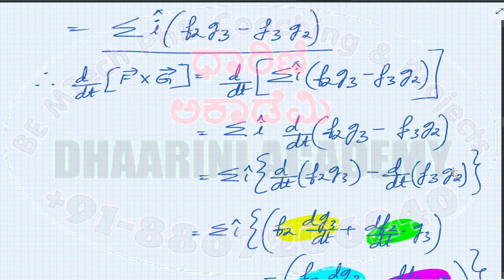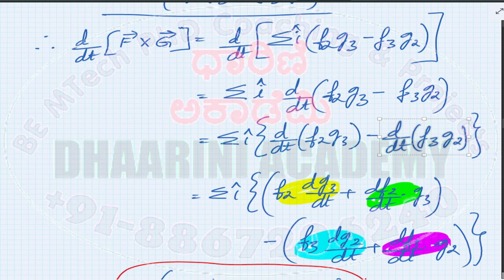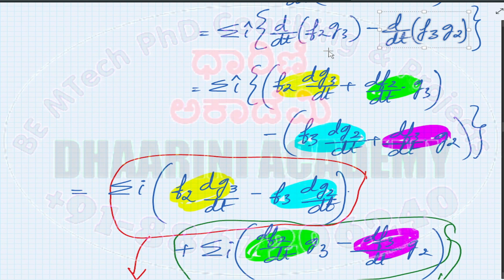The i vector is as it is, and d by dt can be brought inside the summation. So we get d by dt of this. You can see here summation i, d by dt of a product has to be found. So d by dt of this minus d by dt of the second term. In the next step, we will expand them. That is d by dt of f2 g3 is nothing but f2 into dg3 by dt plus df2 by dt into g3. Normal product rule. The same thing is applicable for the next term, that is d by dt of f3 g2. So f3 into dg2 by dt plus df3 by dt into g2.